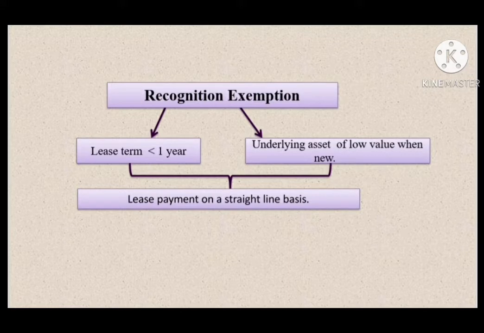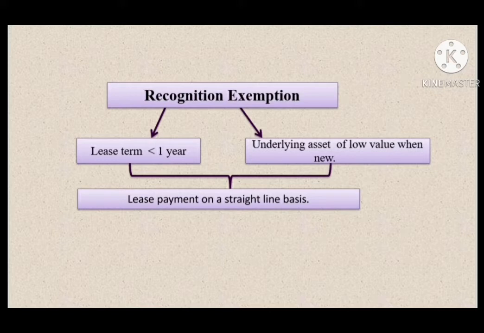Also, there are two recognition exemptions. They relate to these two types of leases. First, leases with lease terms of 12 months or less with no purchase option. This applies to all assets like motor vehicles leased for below 1 year. Also, you cannot apply IFRS 16 to one vehicle and not apply it to another vehicle.